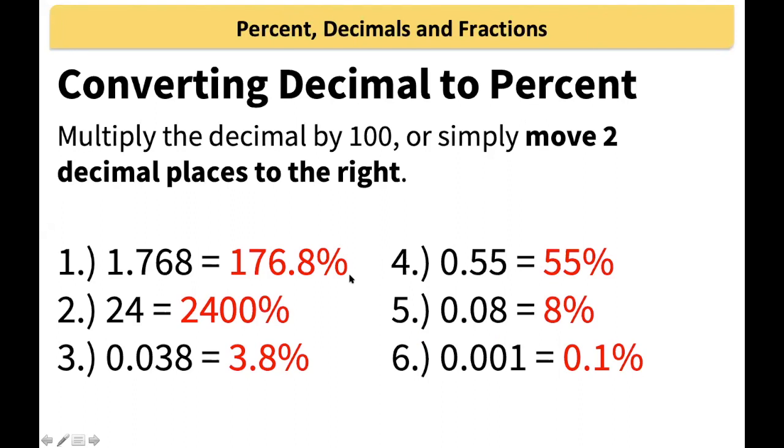Here are the answers. For number 1, 1.768, that's equal to 176.8%. And then, ito namang number 2, 24, in percent, that's equal to 2,400%. Okay, for number 3, 0.038, that's equal to 3.8%. And number 4, 0.55, move decimal place 2 units to the right, that's equal to 55%. Okay, how about number 5? 0.08, that's equal to 8%, and last, 0.001, that's just equal to 0.1%. So tatandaan lang, 2 decimal places lang ang minumove natin to convert decimal to percent or percent to decimal.